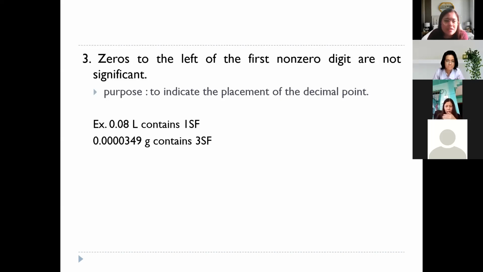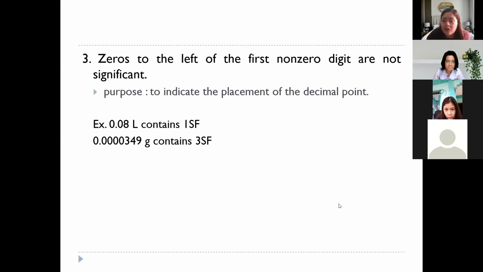Same is true for 0.0000349 grams. We only count the 3, the 4, and the 9 as significant. So we have 3 significant figures there. So no matter how many zeros there are, if they are leading zeros, then they are not significant. Okay, that's number 3.